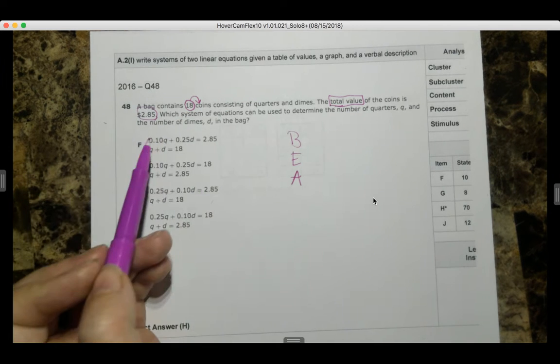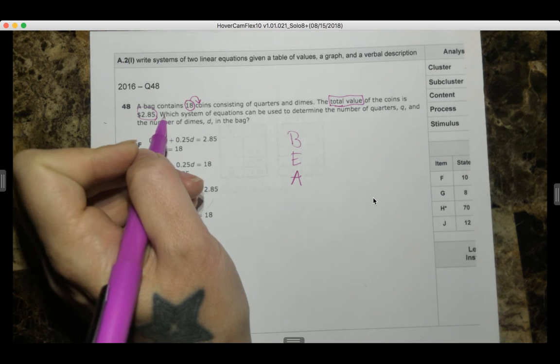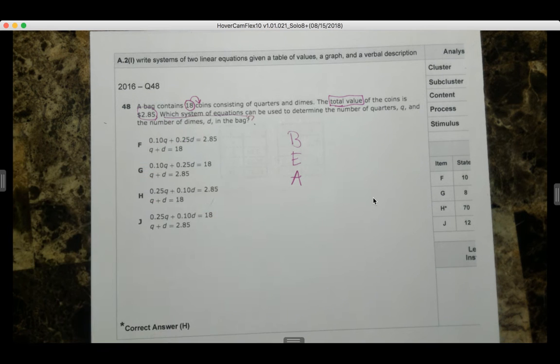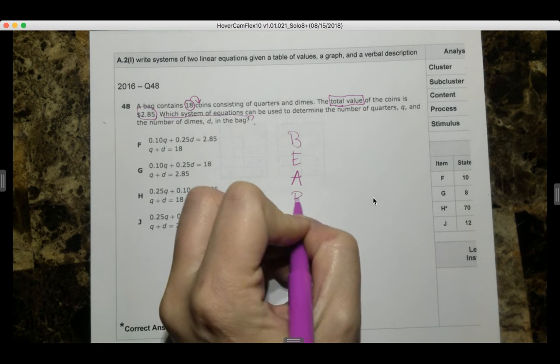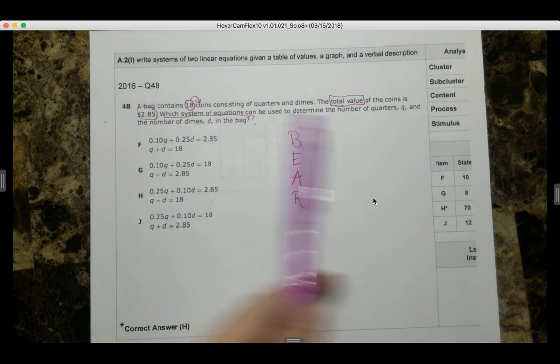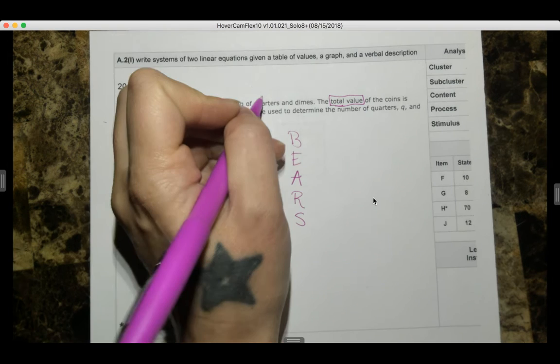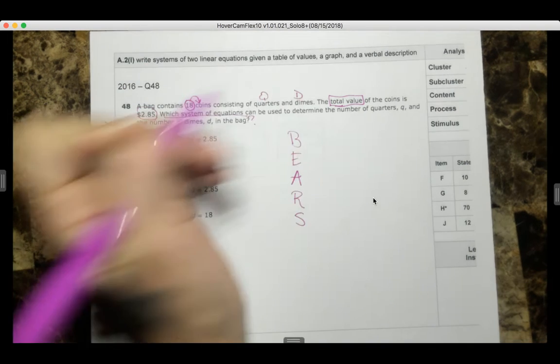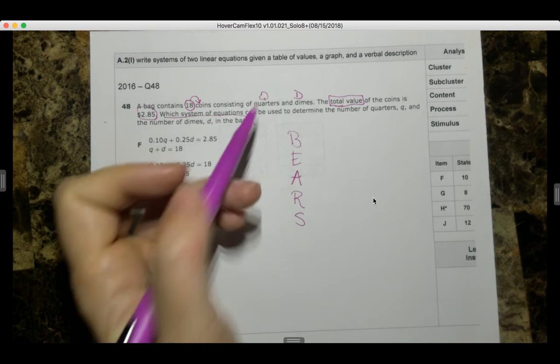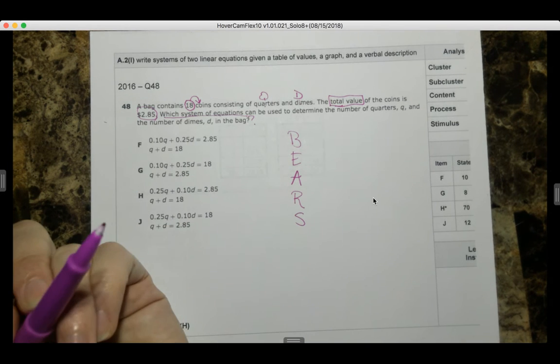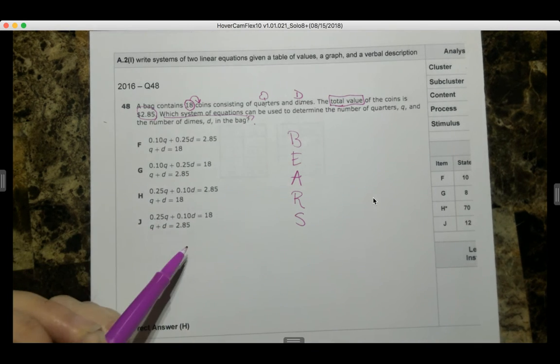So these are the pieces of information I'm given. I want a system of equations, that's my unknown. R is where I'm going to reread the entire problem. And then S, strategize, solve, and check. So in the case of this problem, I went through it really, really fast in my head. I would have read it out loud, but I'm short on time for this video. I would see quarters, dimes. I can see those two in my problem.